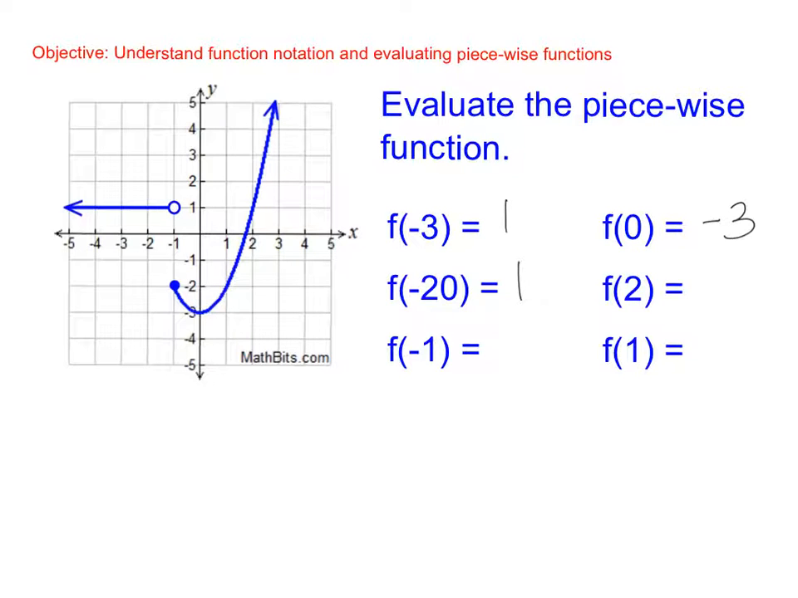F of 2. So I'm going to go over to the x value 2 and go up to the graph, and it's around 1. F of -1. So this one's a little harder. If I go to f of -1, now which one am I going to go to? There's 2 points there. Well, this is an open circle, so remember it doesn't count. You can't use it. So we're going to go to where the closed circle is. So -2.